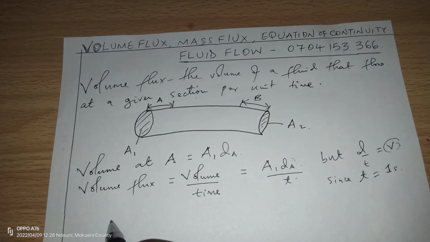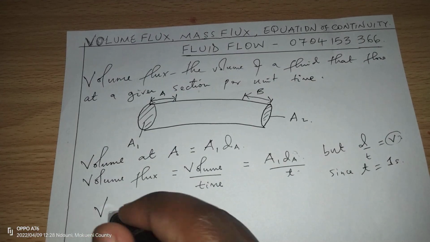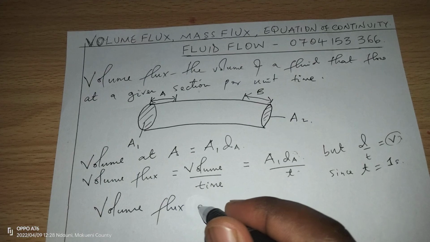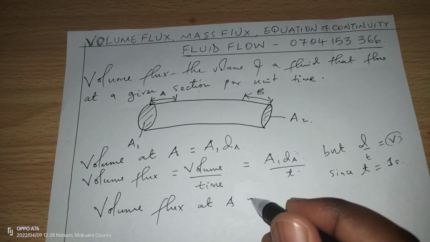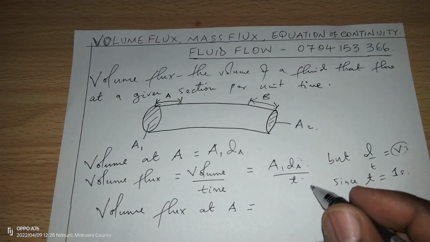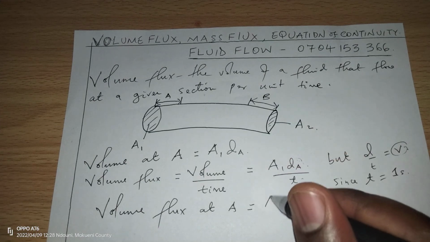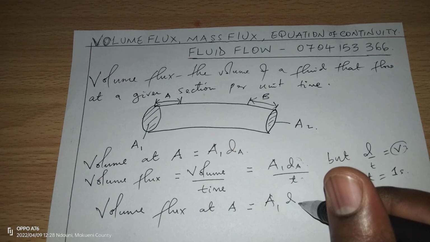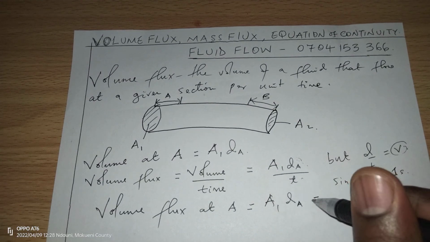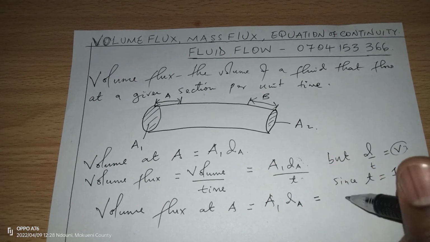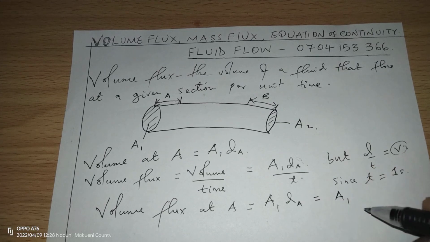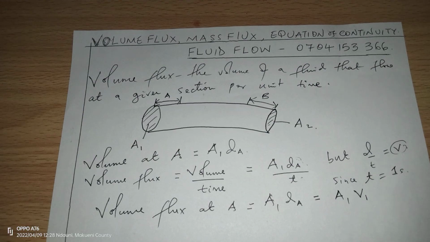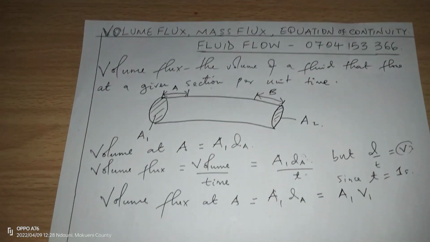Therefore, in this case, we can say volume flux at A is going to be the cross-section area at A times the distance at A, because we've divided with the time, which is just 1. And this is equal to area at A times the velocity at A. So we can just call it velocity 1, the velocity at A.